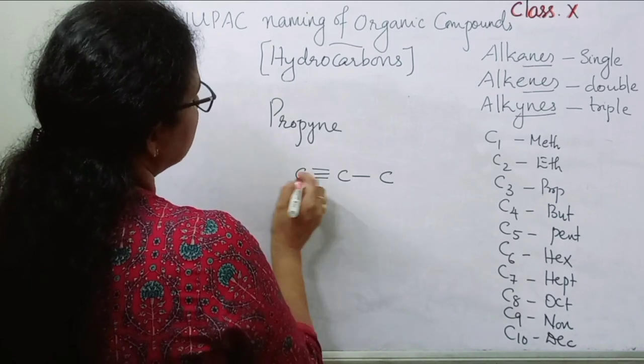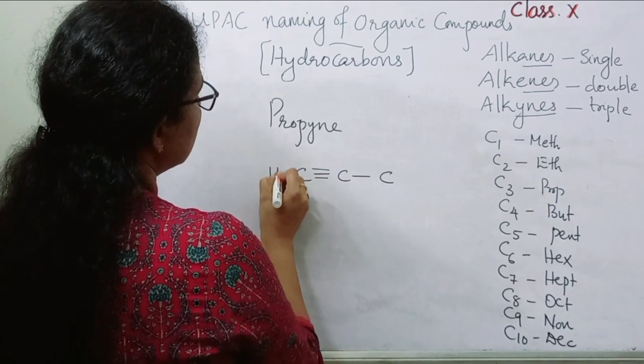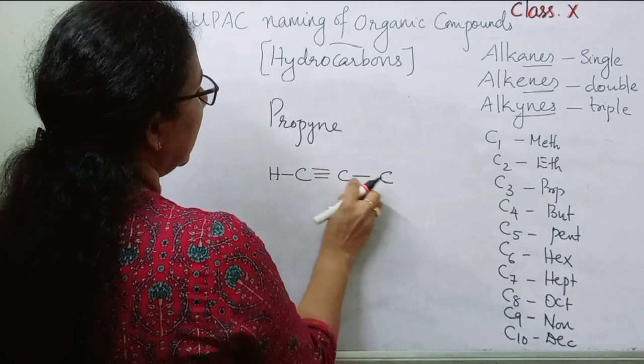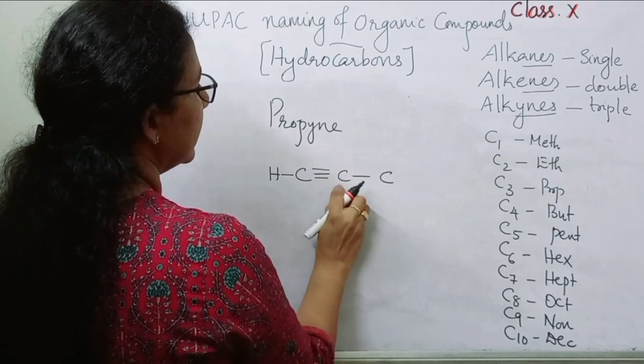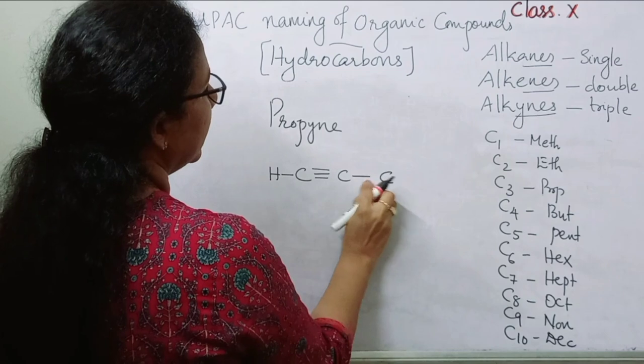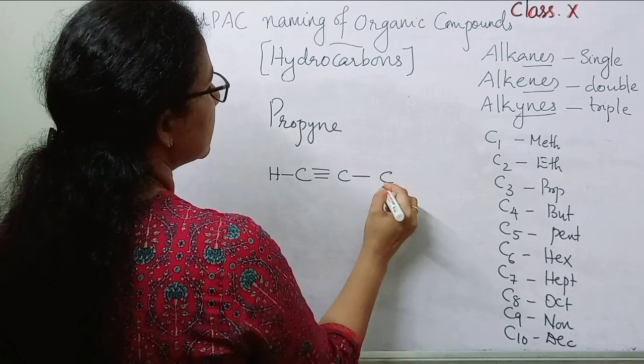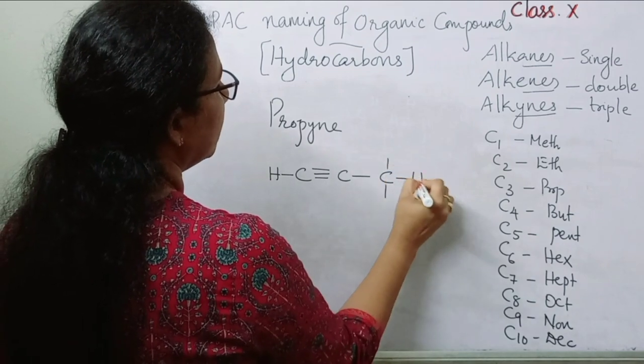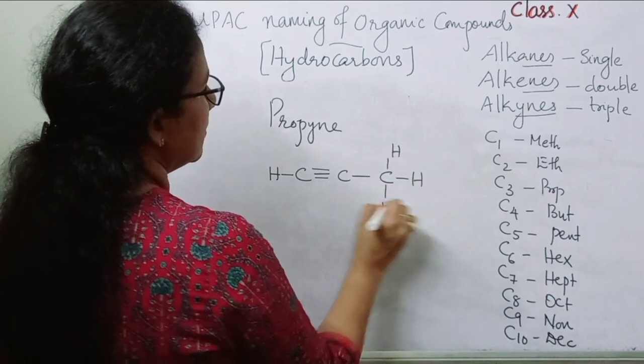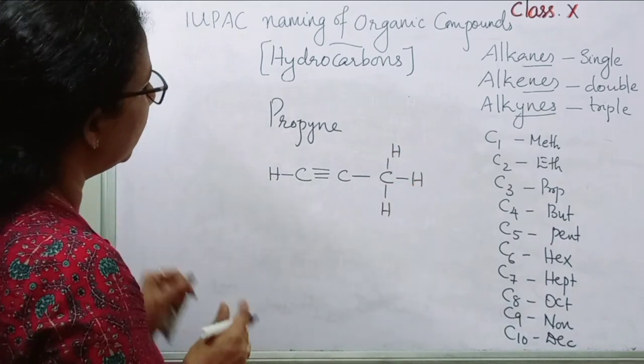Then check the valencies. Here 1 more valency should be there. Here 3 and 4. All the 4 valencies are satisfied for this carbon. Here 1 valency is satisfied. We need to add 3 more. So this is the structure of propyne.